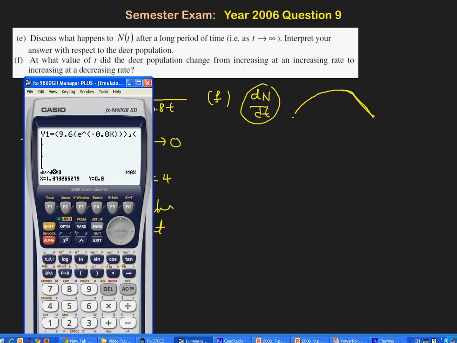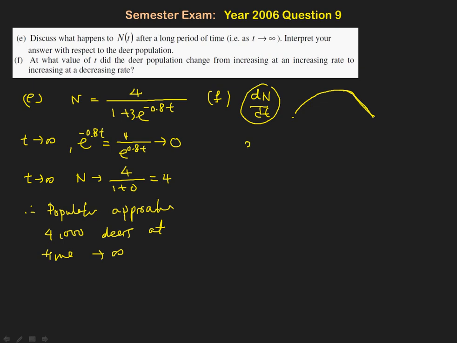So I can say that from the GC, the value is t roughly equal to 1.37 years, and that would be our answer to this question.